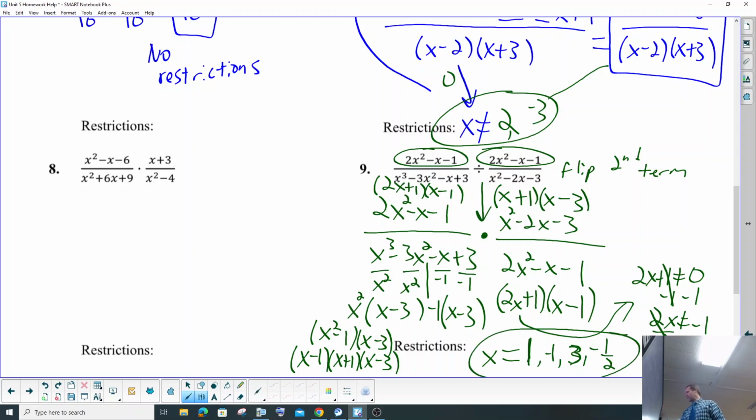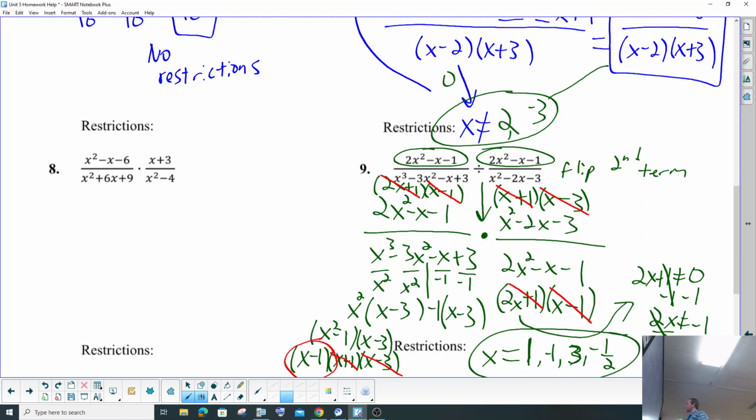So now we want to make sure to cancel lots of stuff out now that we listed our exclusions. So the 2x plus 1s cancel and the minus 1s. We also have this plus 1 and the plus 1. We also have an x minus 3 and an x minus 3. Wow, is there nothing left? What happened? Oh, I guess we still have an x minus 1 there.